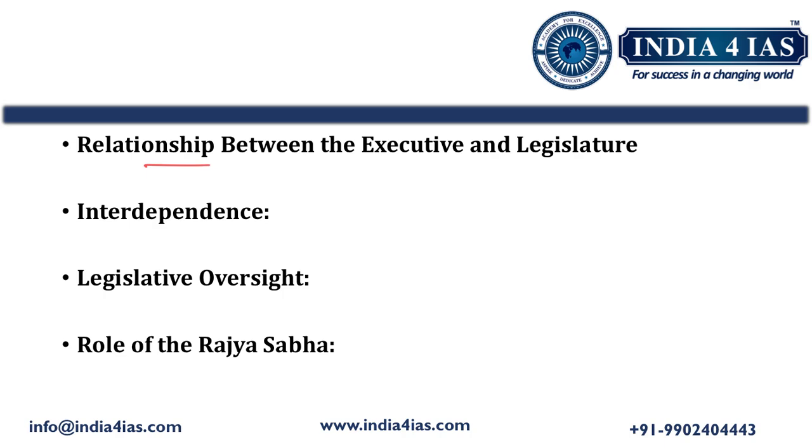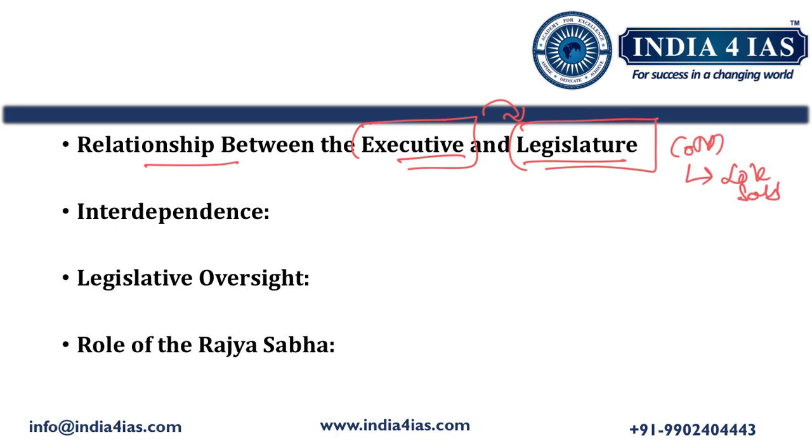Then we should explain the relationship between the executive and the legislature. Already we have discussed that there is an overlap between executive and legislature. The executive is part of the legislature, that is, the members of the Council of Ministers are also members of the Lok Sabha and Rajya Sabha, they are also MPs. So we have to discuss this relationship. The first relationship is interdependence. It means that the executive is a part of the legislature. It facilitates smoother governance, and it also requires effective checks and balances.